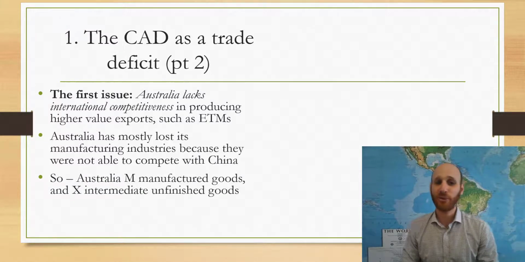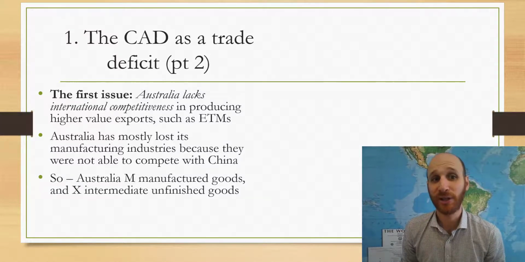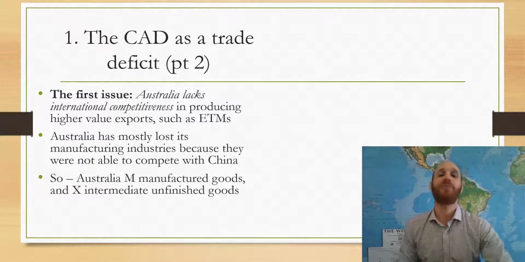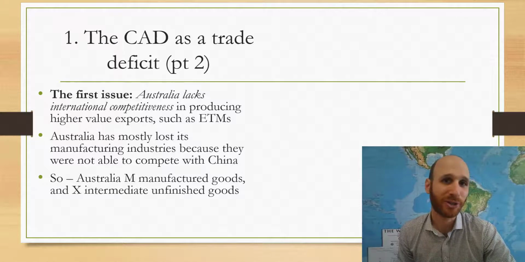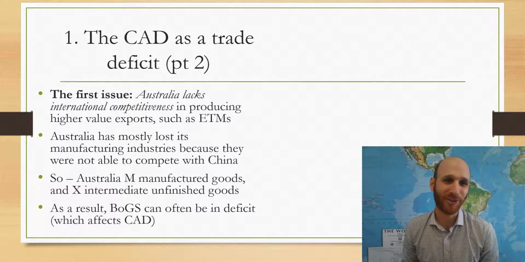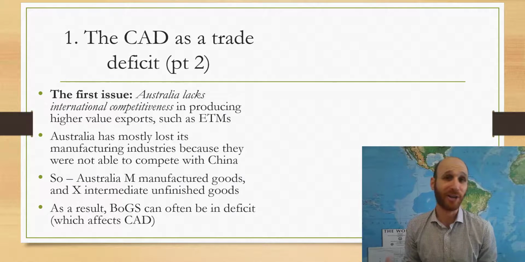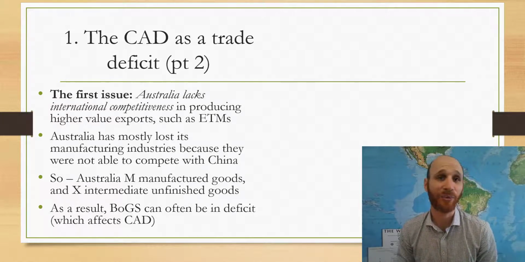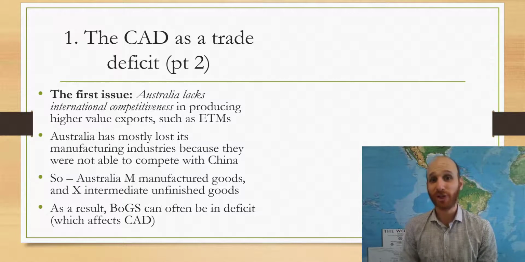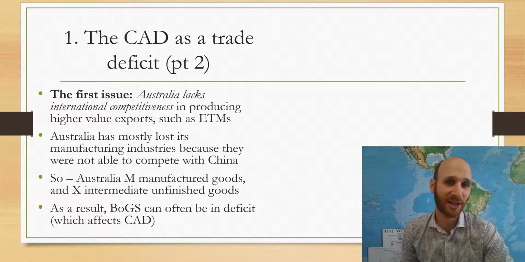So Australia imports manufactured goods, which are typically higher value, and exports intermediate unfinished goods in a lot of ways. As a result, BOGS can often be in deficit. If we are importing goods that are of higher value than the things that we are exporting, then that will put BOGS into deficit or increase the deficit, which will contribute to the current account deficit.